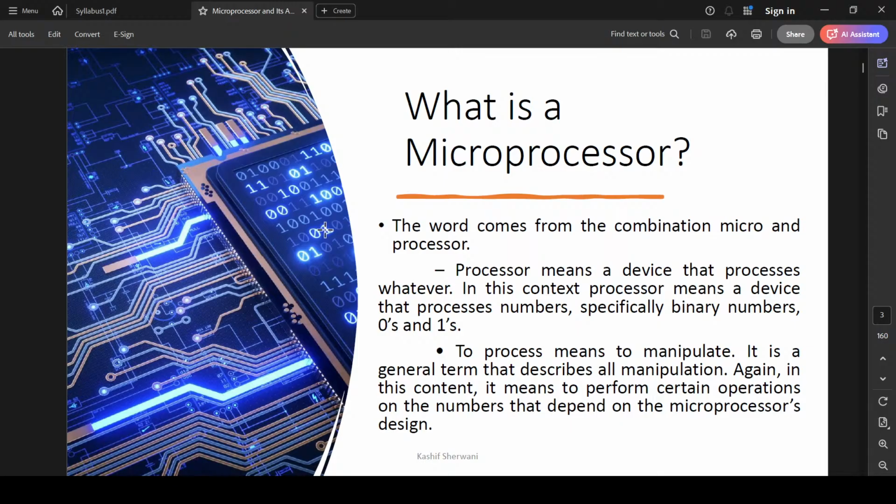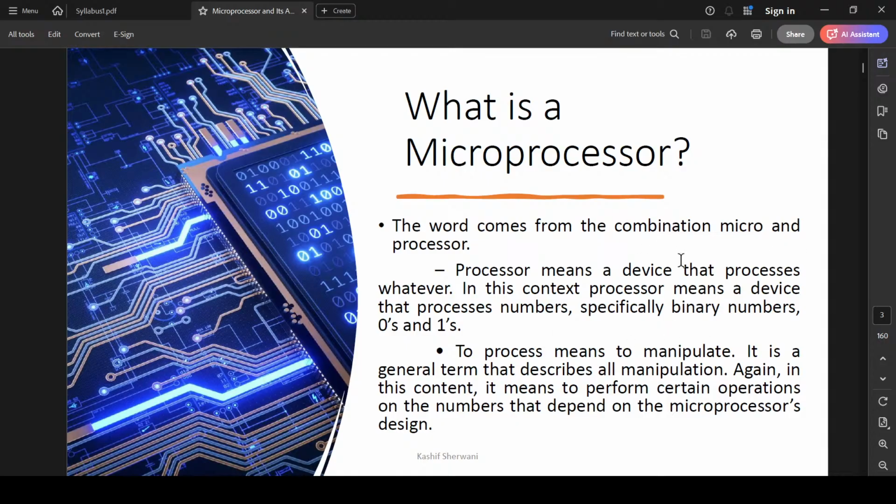One of the classic basic questions: what is a microprocessor? You can get the idea from the name that it works on something micro and does the work of a processor. The word comes from the combination of micro and processor. Processor means a device that does the processing. In this context, it processes numbers, that is binary, basically 0 and 1. To process, in this context, means to manipulate.